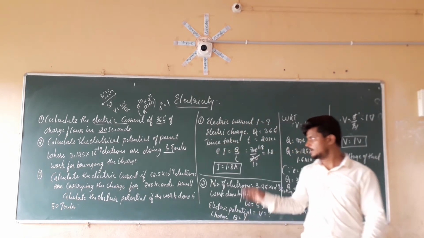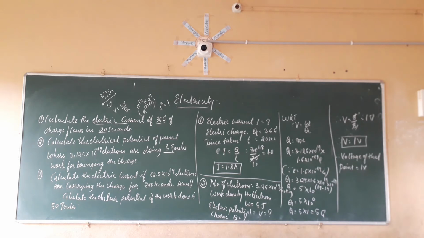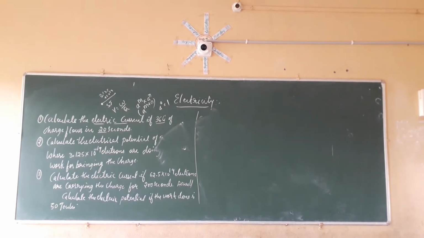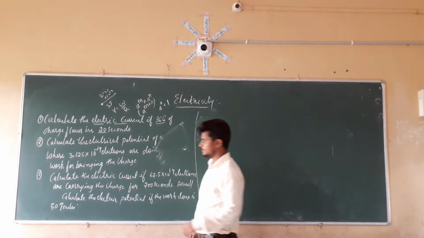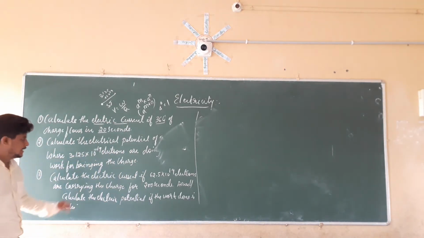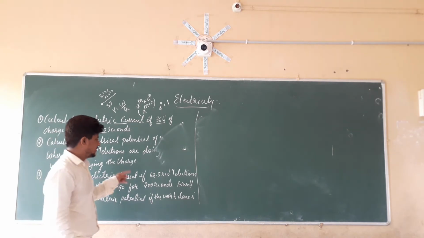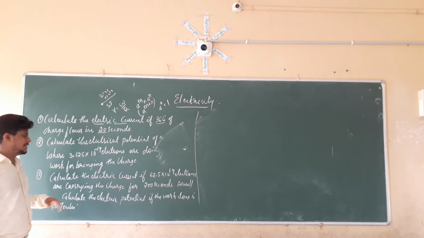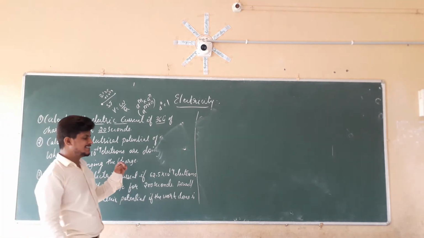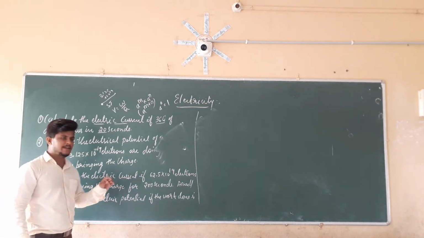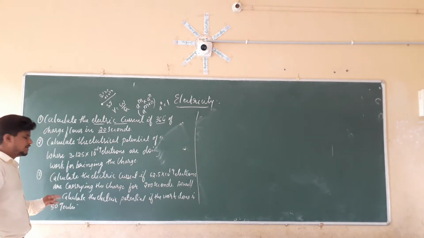Next we are going to solve the third problem in the same manner. What is given here? Calculate the electric current if 62.5 into 10 raised to 19 electrons are carrying the charge for 200 seconds, as well as calculate the electric potential if the work done is equal to 50 joules.